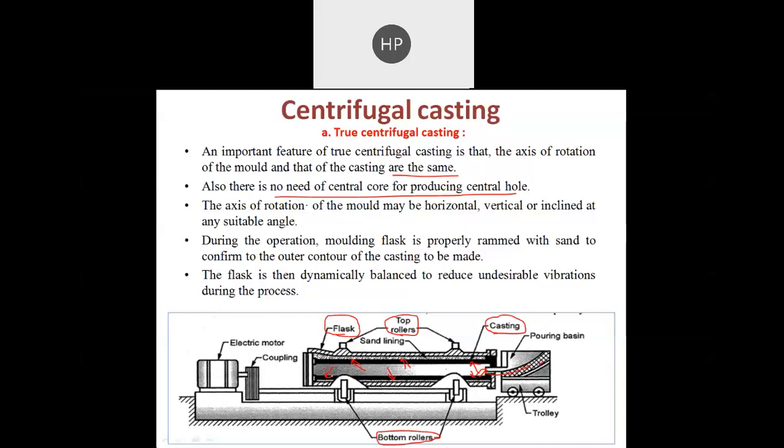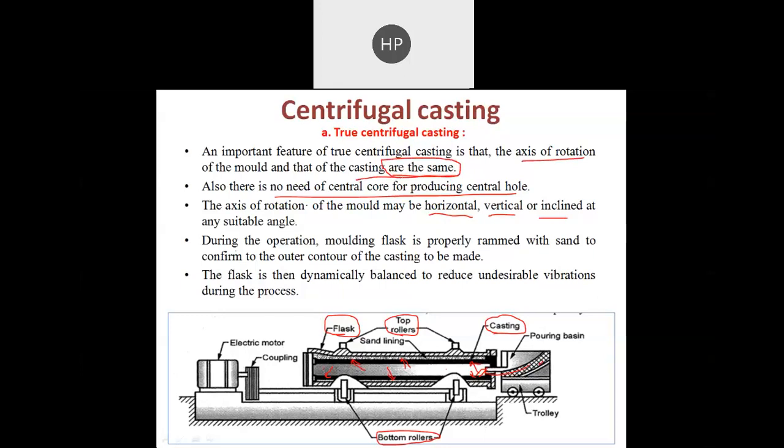The axis of rotation of the mold may be horizontal, vertical, or inclined, anything. But in a true centrifugal casting, the condition is that the axis of rotation and the axis of the casting should remain the same. Then and only then will it be termed a true centrifugal casting.